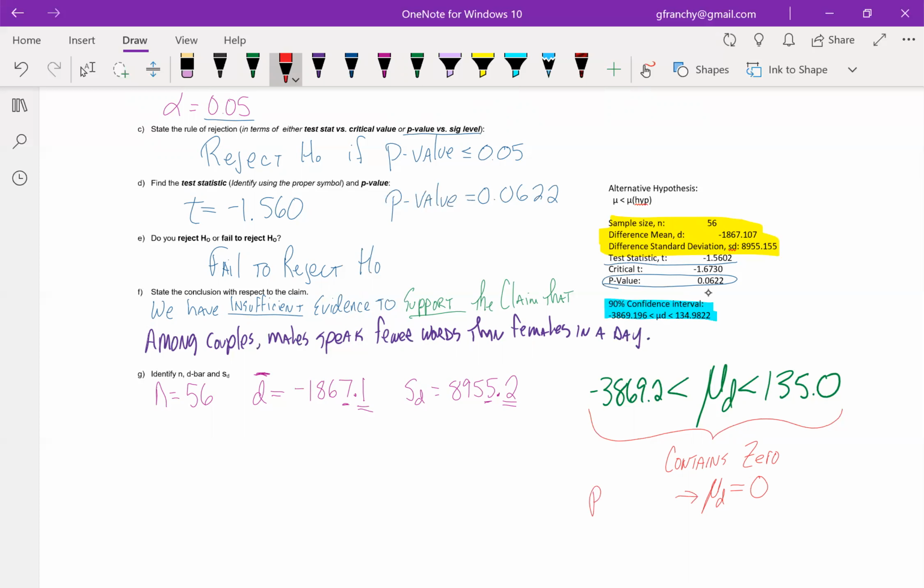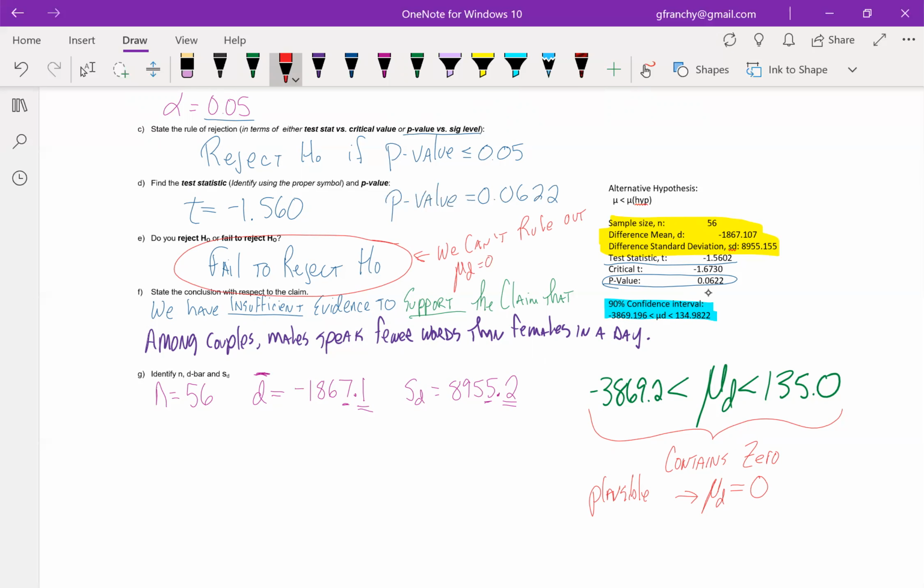So this is plausible. It doesn't mean that it's true, but we can't rule it out. And that's what we did in the hypothesis test when we said fail to reject the null hypothesis. This is saying we can't rule out mu sub d equaling 0. Why? Because our sample result was a plausible value. That was a reasonable value to get by chance.